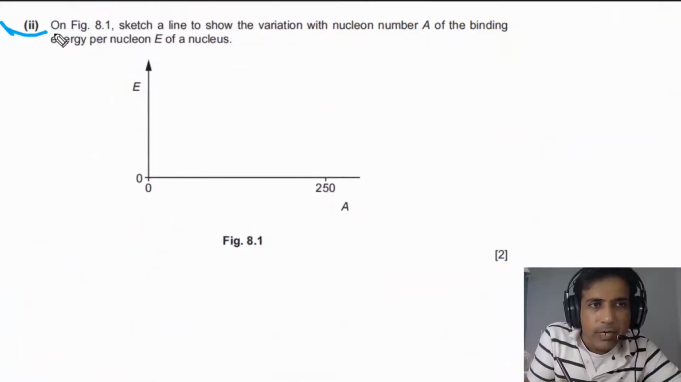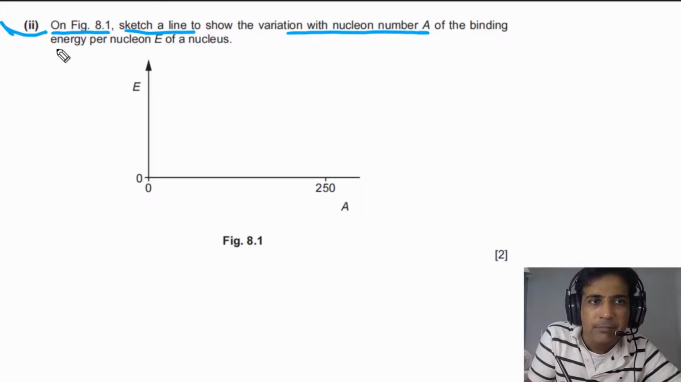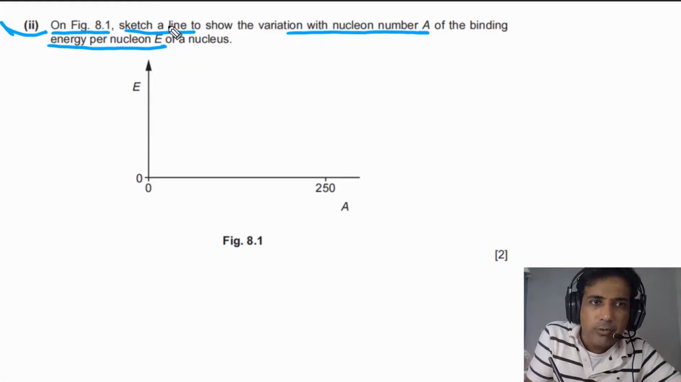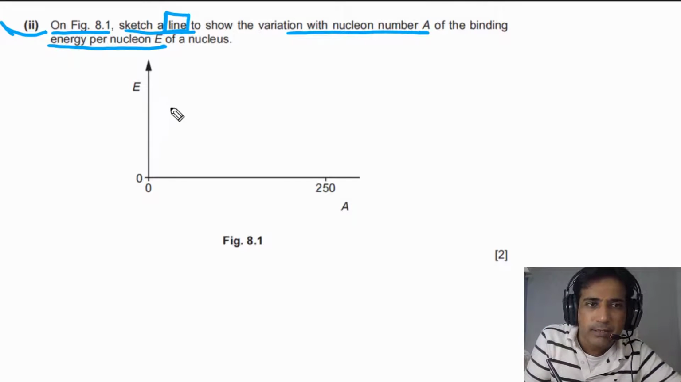For the second part on figure 8.1, we need to sketch a line to show the variation with nucleon number A and binding energy per nucleon of a nucleus. It simply means that we need to sketch a graph between binding energy per nucleon of a nucleus and mass number. Don't get confused with line. It simply means that you need to sketch a graph. It can be a line, it can be a curve. So let's try to sketch the graph between binding energy per nucleon and mass number.